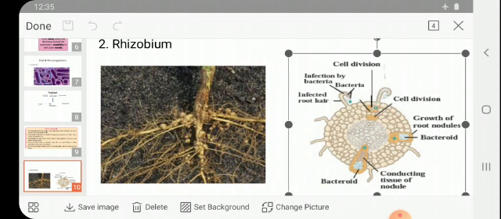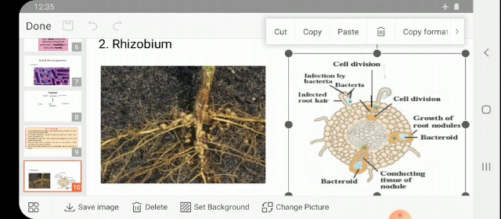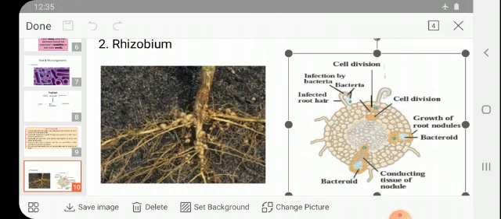Then the cleaned root section is taken, and after that it is stained by means of safranin. After staining, it is covered by means of a cover slip, and after covering by the cover slip, observed under the microscope, you can see such a rod shaped structure which is called a rhizobium. That rhizobium plays a very important role. It performs a number of functions.